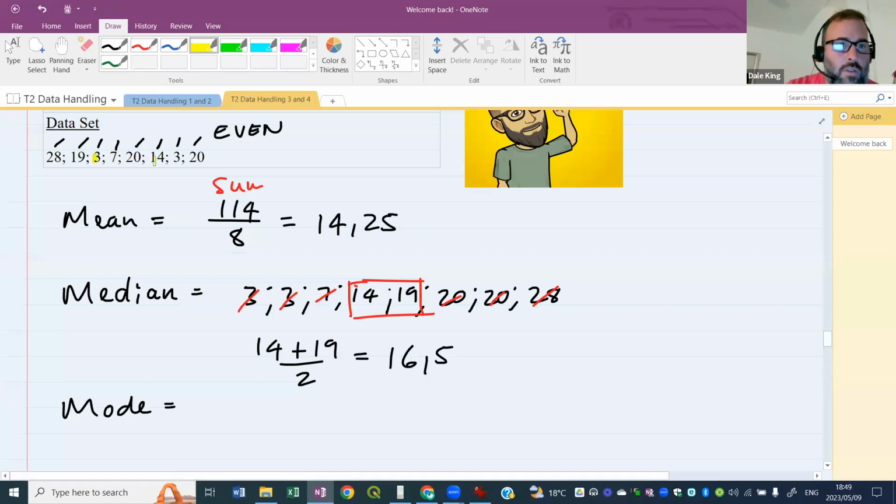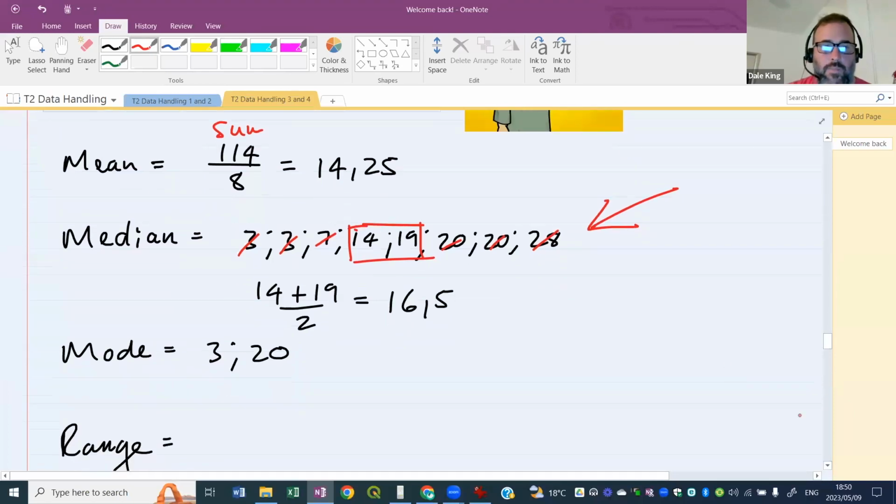Right, the mode, the most. So I see we have a 3 and a 3. And then we have a 20 and a 20. So it's bimodal. So we have 3 and we have 20 as our mode. Okay, range. Now, luckily enough, I've got our data set in order over here. So I'm just going to look at that. Our highest is 28. Our lowest is 3. So for the range, highest of 28 minus the lowest of 3. And this should give us 19. Okay. So there we go.